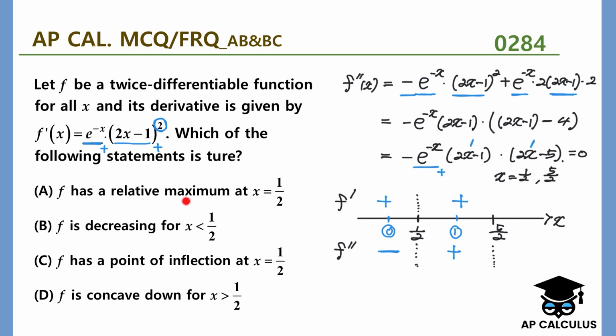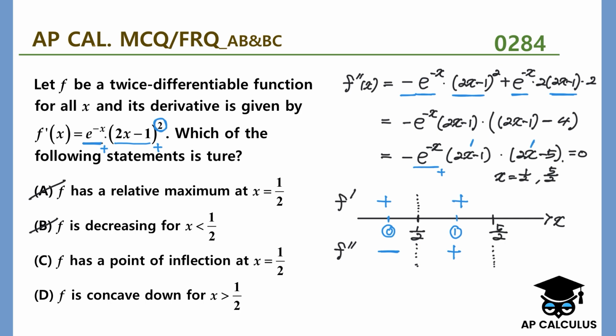A: f has a relative maximum at x equal to 1/2. That's not true, right? In order to have a relative maximum, the derivative has to change from positive to negative, right? It's positive. So A is not true. B: f is decreasing? No, right? Since f prime is positive here, f is increasing, right? Not true.